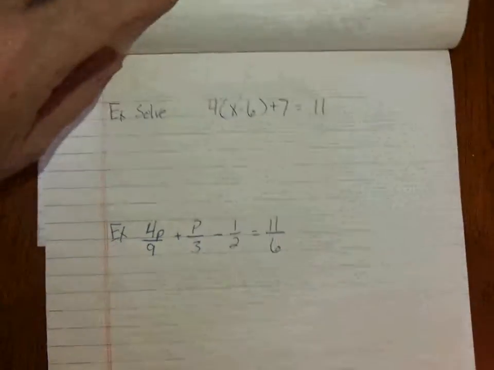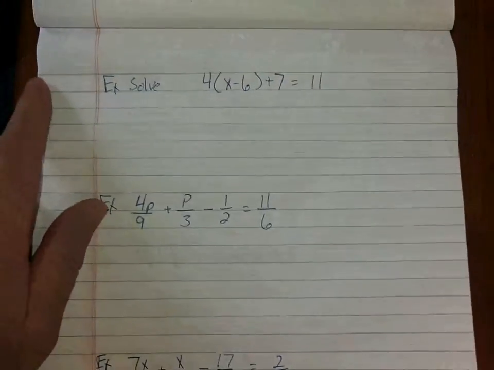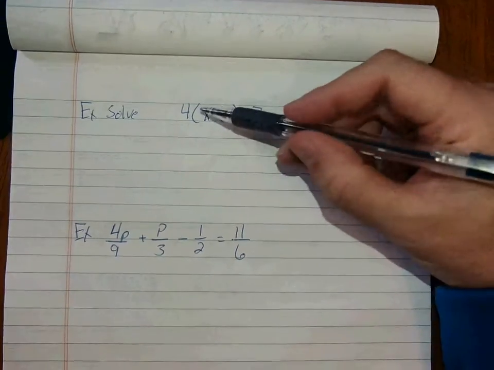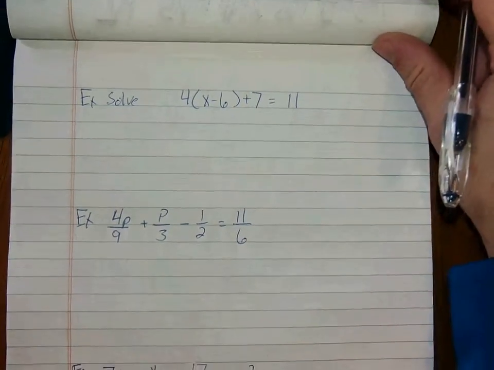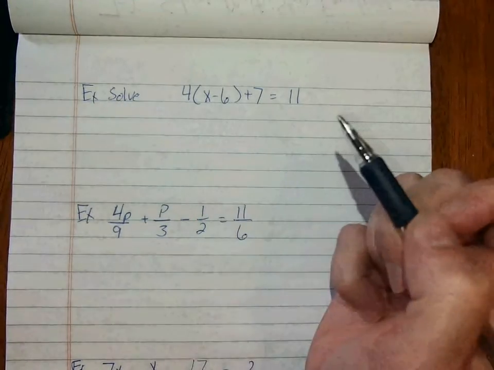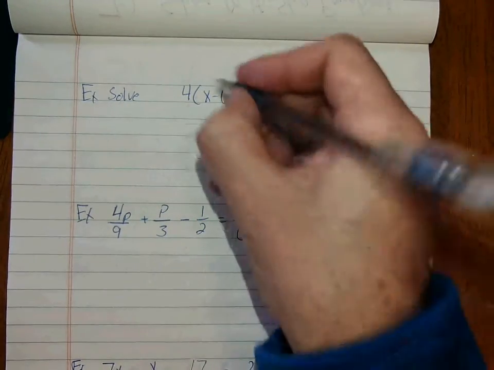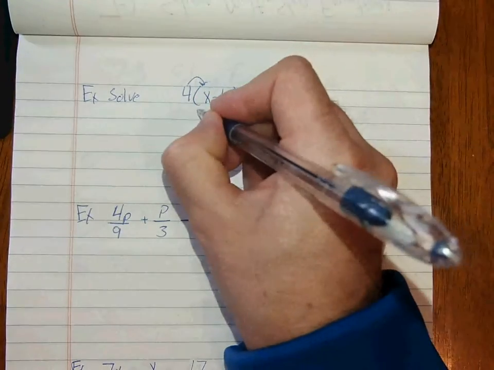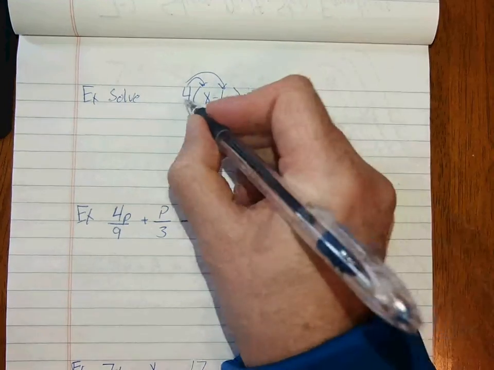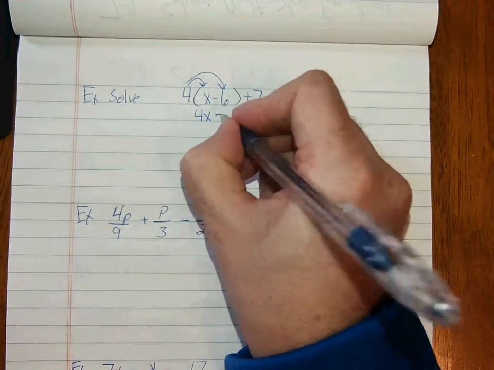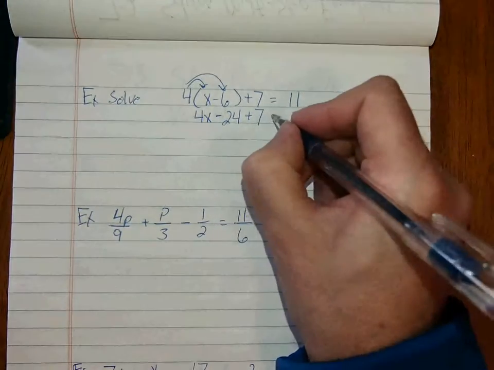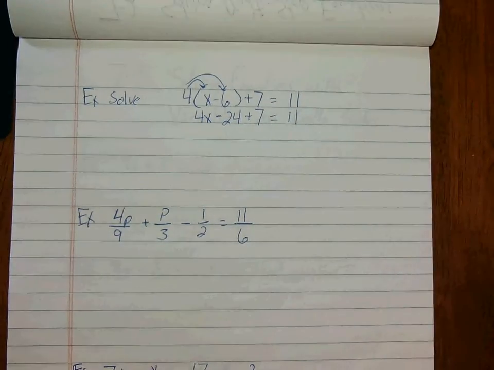Okay, the next set of problems. In this one, you'll notice that you do have parentheses, so more than likely you're going to have to do distributive property. So look to see right off the bat if there's anything I can combine, and there's not. So I will use distributive property. So 4 times x is 4x. 4 times -6 is -24. I will bring down the 7, like that.